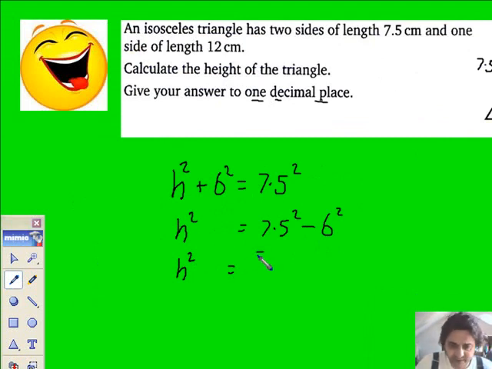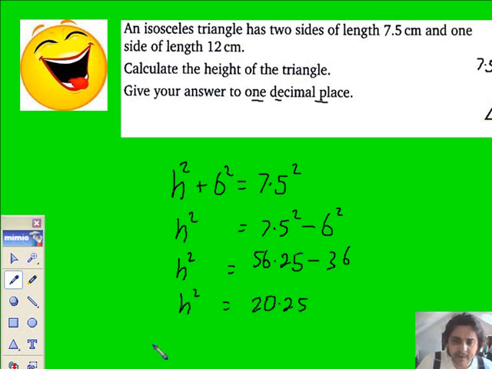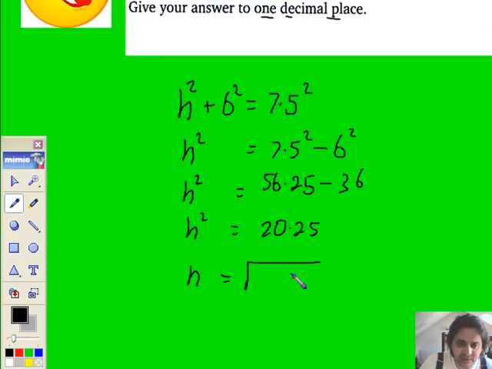That gives me 56.25, and I know 6 squared is 36, so my height squared is going to be 56.25, take away 36, well that's going to be 20.25, actually centimetres squared, but anyway, we're not actually working out an area here. Therefore the height itself is going to be the square root of that, and therefore the height is going to be, bam, 7.5 exactly.